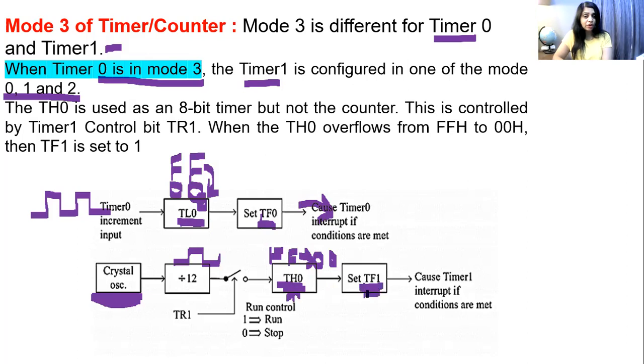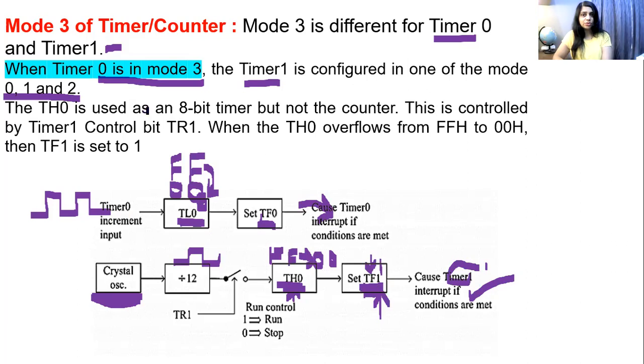This is timer 1's flag, timer flag 1. It will be set to 1 and it will generate an interrupt. And that is the reason when we are using timer 0 in mode 3, we cannot use timer 1 in mode 3, because we are using the timer 1 flag for TH0.